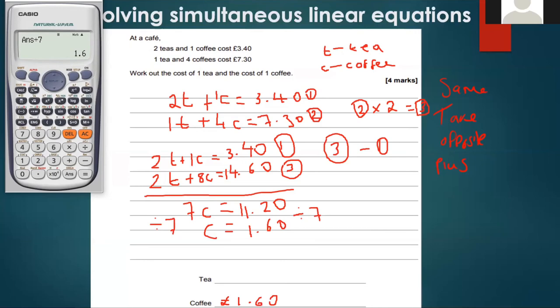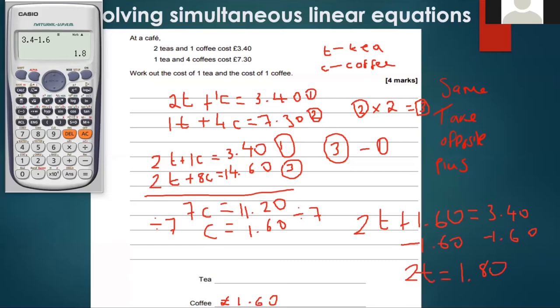I can now work out the value for my teas. I can substitute the price for coffee into either equation. So subbing it into equation 1, I'm going to have 2t plus £1.60 is equal to £3.40. I'm going to subtract £1.60 on both sides. So doing this on our calculator, 3.4 take away 1.6 equals 1.8. So 2 t's is equal to £1.80.